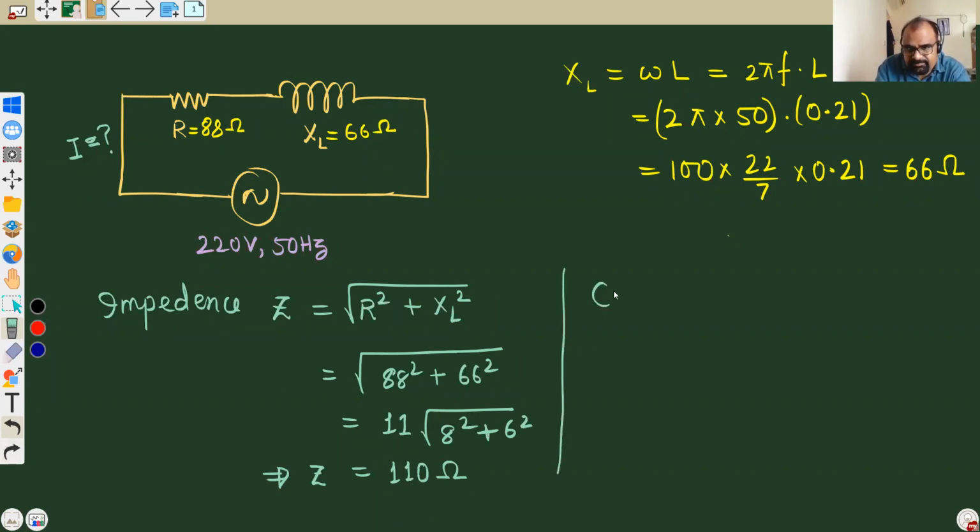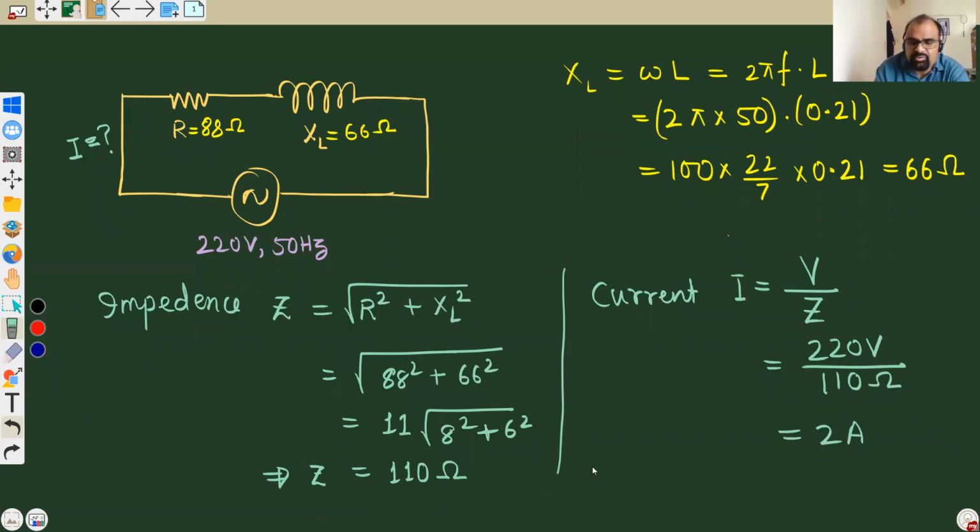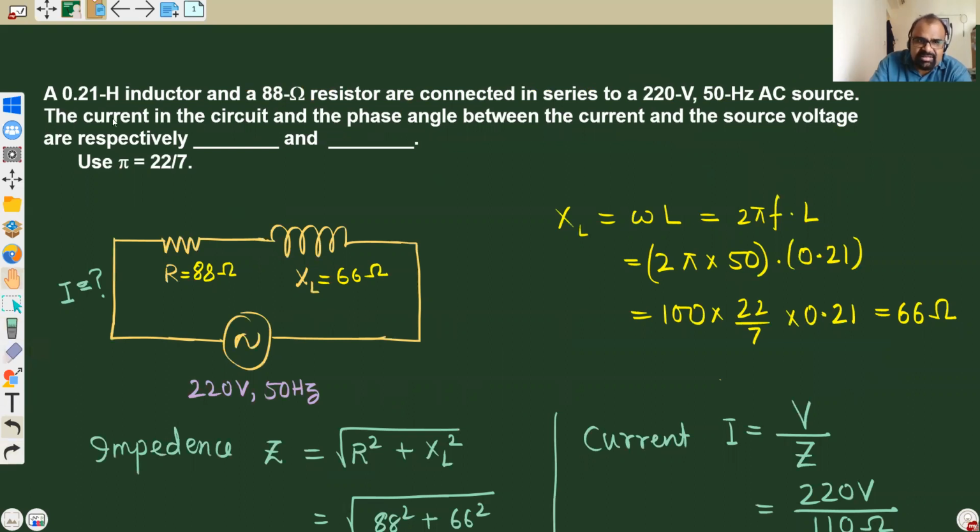Now current. RMS current can be found as RMS voltage by impedance. RMS voltage is 220 volt and impedance is 110 ohm, which we just found. So 2 ampere of current is flowing. So we have been able to find the current. So here, we have to fill in 2 ampere. And now find the phase angle between current and source voltage.